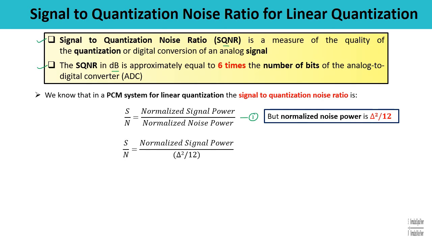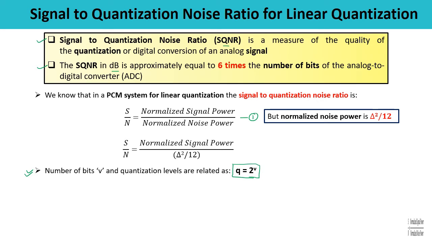And you know that if the number of bits is denoted by V and the quantization level is denoted by Q, then the number of bits and quantization levels are related as Q is equal to 2 raised to the power V. In this way you can relate it.